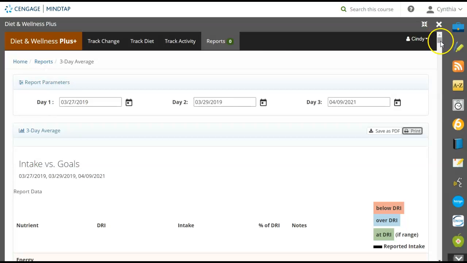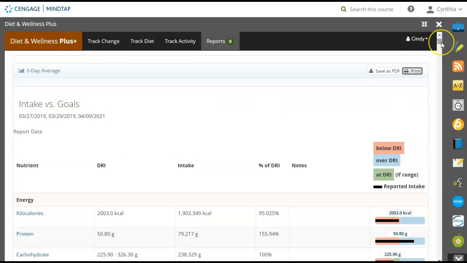A couple of things to know. In general, you're going to have several sections. Each section will give you a heading. This one obviously is called Intake versus Goals. It will remind you of the dates that you have in case that's important to you. And then below will be a report.